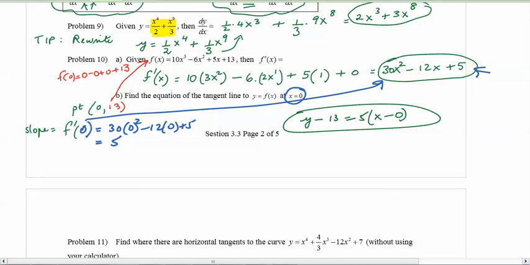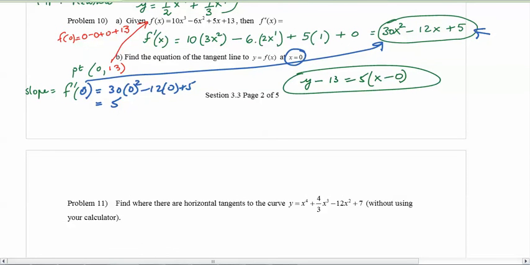It's really pretty easy. Find where there are horizontal tangents to the curve, and you have an expression for the curve, without using your calculator. All right? So horizontal tangents means the tangent line must be horizontal, so where the slope equals 0. That's what I need to find. Okay, so let's start. I have y written down. Let's use as many different notations as we can to get you used to the notations for the derivative.